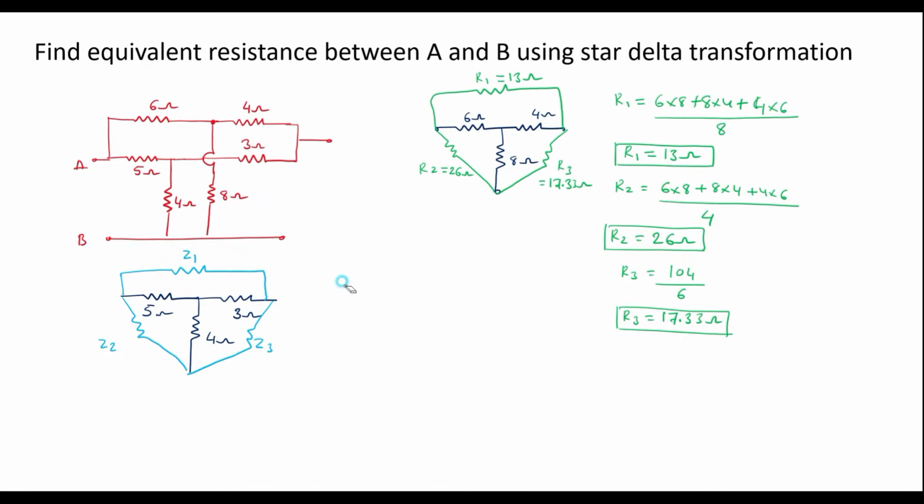Z1 is equal to the same formula, that is 5 into 4 plus 4 into 3 plus 3 into 5, divided by Z1's opposite resistor, which is 4. Simplifying this, we get 11.75 ohm.